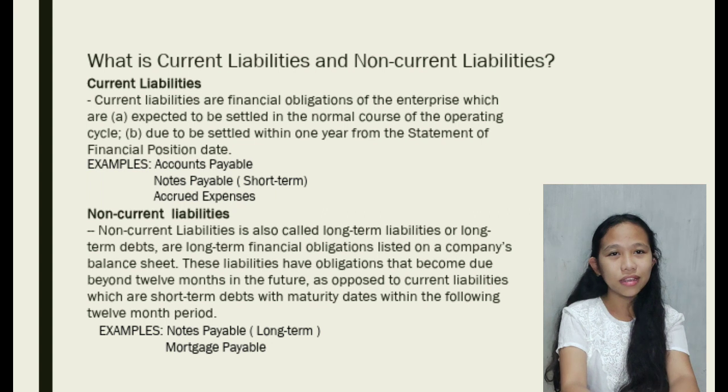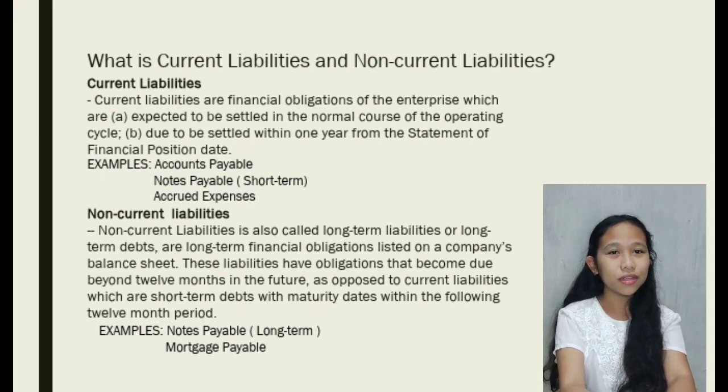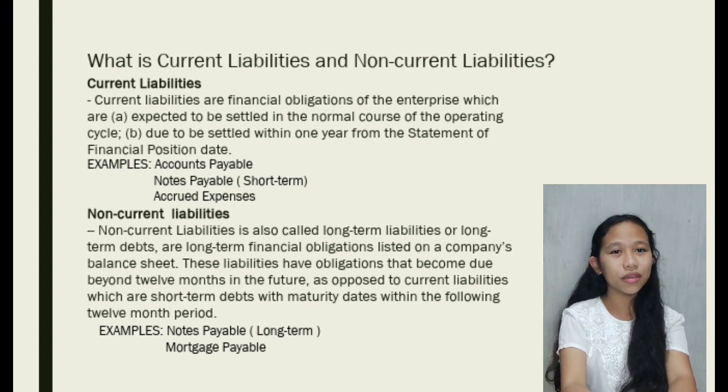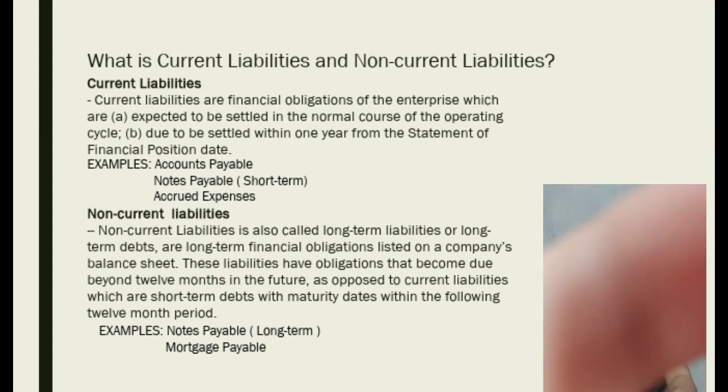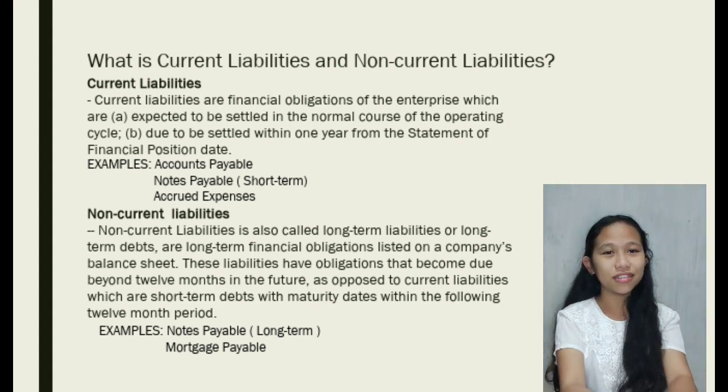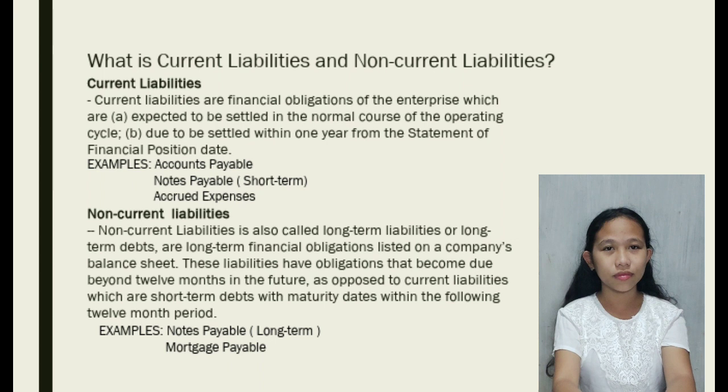depreciation. Next is current liabilities and non-current liabilities. Current liabilities is an obligation that is payable within 1 year. It is a financial obligation of the business which is expected to be settled in the normal course of the operating cycle. It is also called short-term liabilities. Examples are accounts payable, notes payable, accrued expenses, and unearned income.